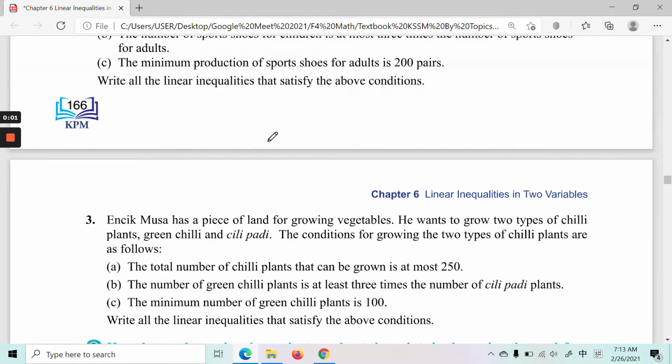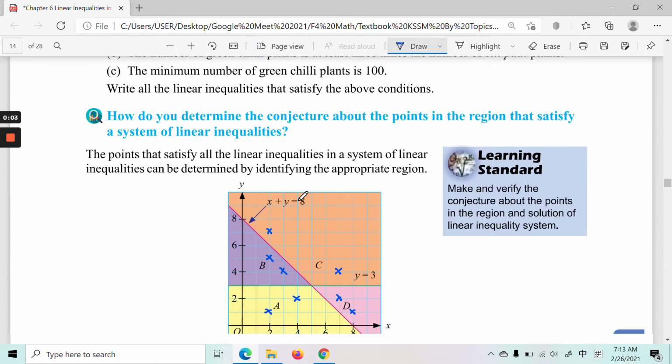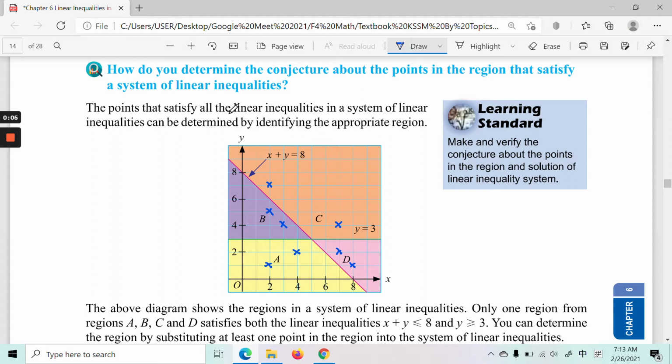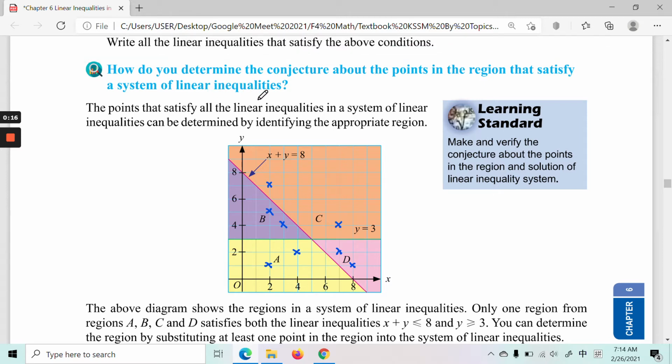Please take out your textbook, look at page 167. So today we continue this part. How do you determine the conjecture about the point in the region that satisfies a system of linear inequality? The previous part that you learned is only one straight line and one linear inequality. You need to identify the region, right?